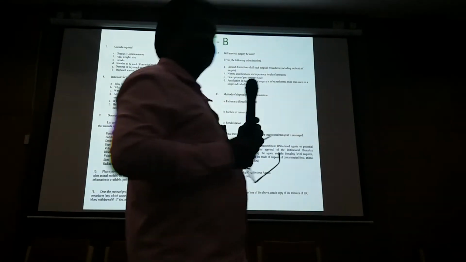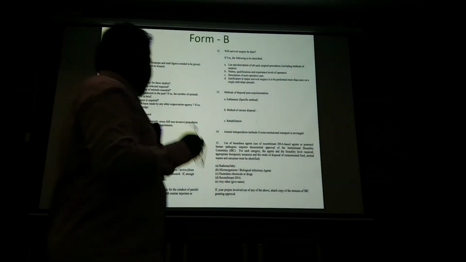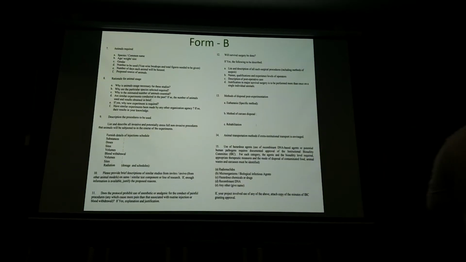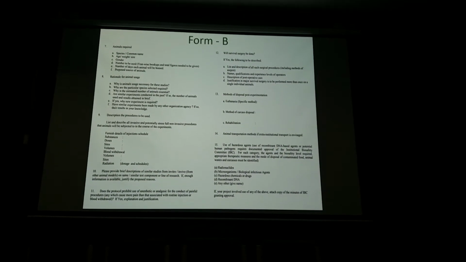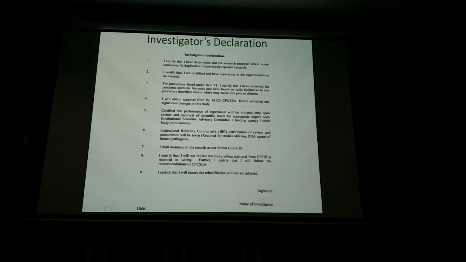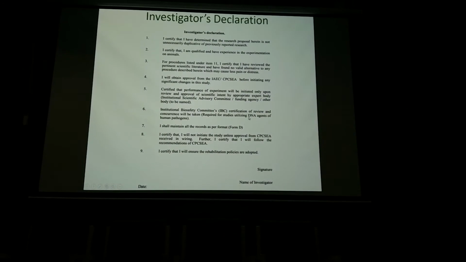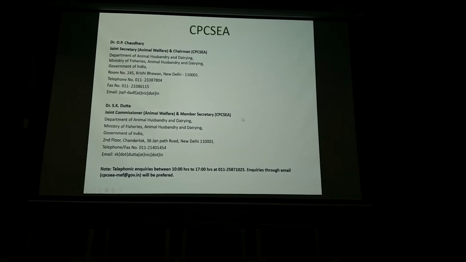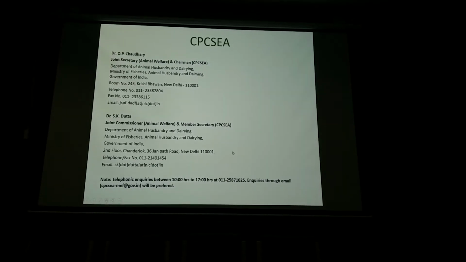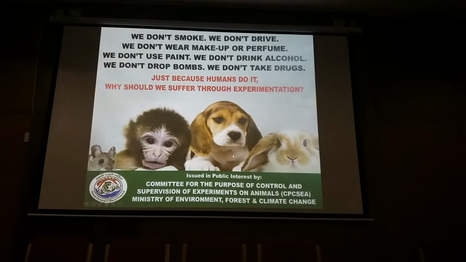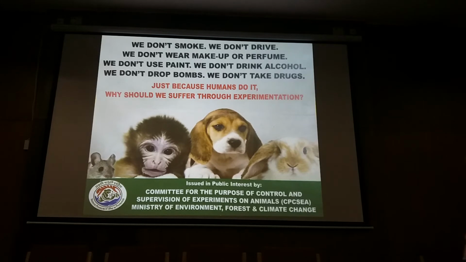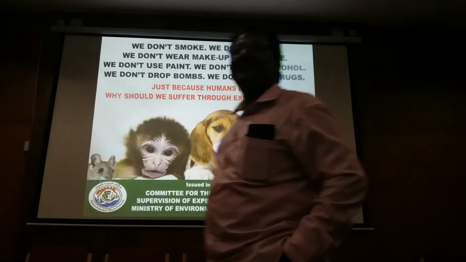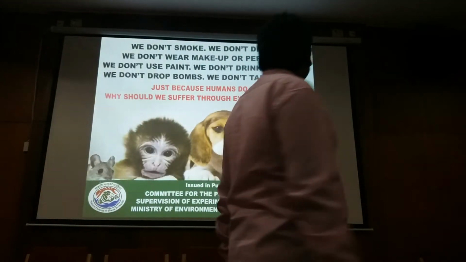And survival surgery. Survival surgery, definitely there will be a veterinarian, and whatever the hazardous material, serial number 15, whatever you use, you need the IBC clearance. This is the declaration that you will maintain all the records. This is the CPCC address, and if you have anything, you can contact them 10 to 5. Otherwise, if you want to be smart, you message me, I will solve your issue.